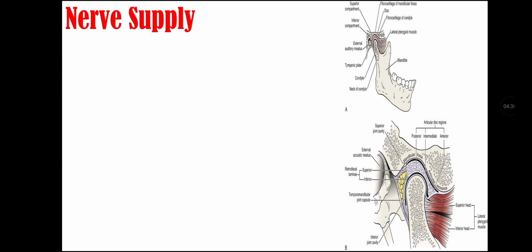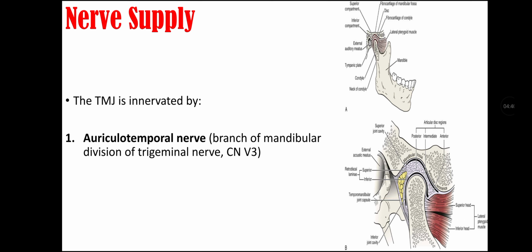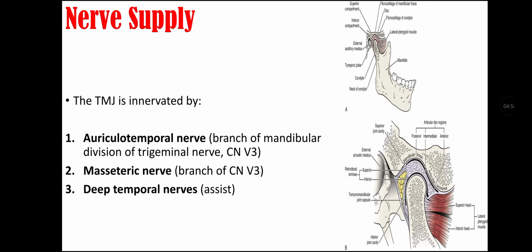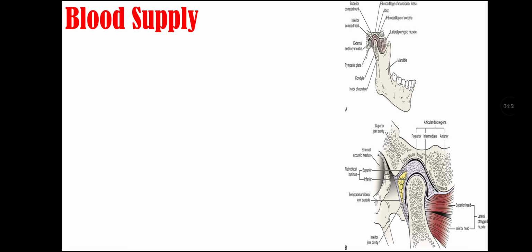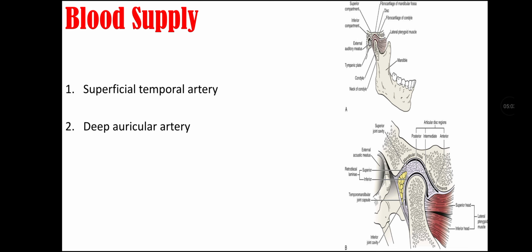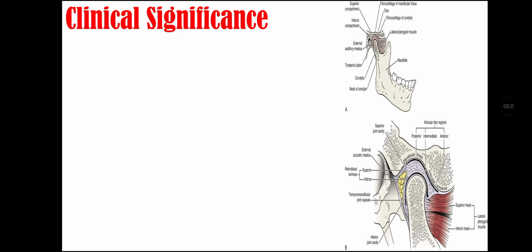Nerve supply of TMJ or temporomandibular joint. TMJ is innervated by auriculotemporal nerve, that is a branch of mandibular division of trigeminal nerve, that is fifth cranial nerve. It is also supplied by masseteric nerve, that is also a branch of mandibular division of trigeminal nerve. It is also supplied by deep temporal nerve. Blood supply of temporomandibular joint. It is supplied by superficial temporal artery, deep auricular artery, ascending pharyngeal artery, and maxillary artery.